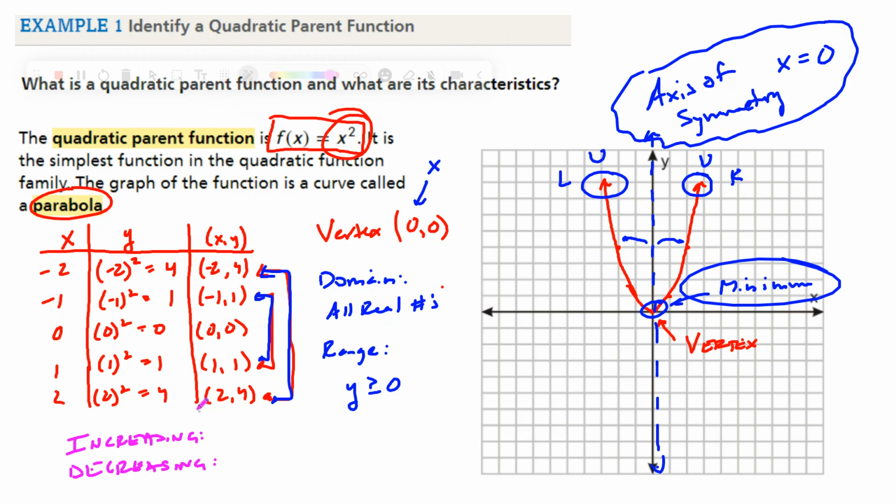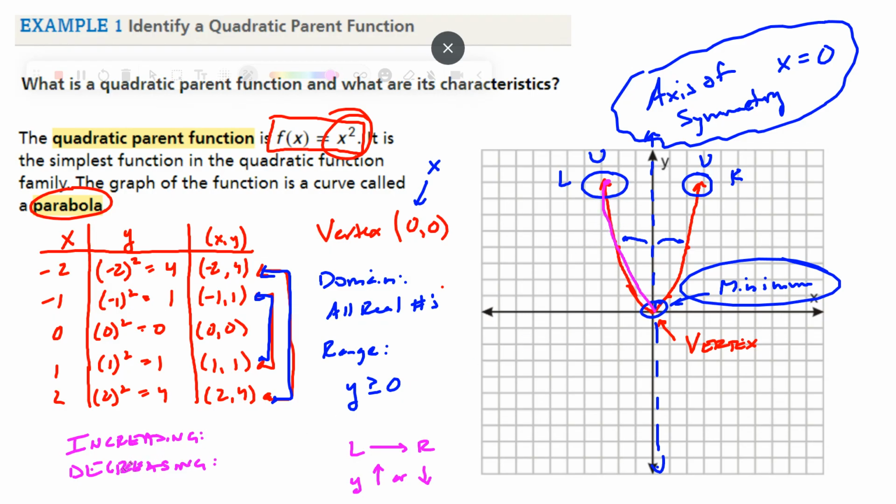Decreasing. Okay. So the question is, as our graph goes from left to right, are our y's going up or down? If they're going up, we're increasing. If they're going down, we're decreasing. So I'm going to trace my parabola in pink. If I start right here and I go towards the left and I trace the red parabola, I am going down until I get to that vertex. So this graph is decreasing on the left side.